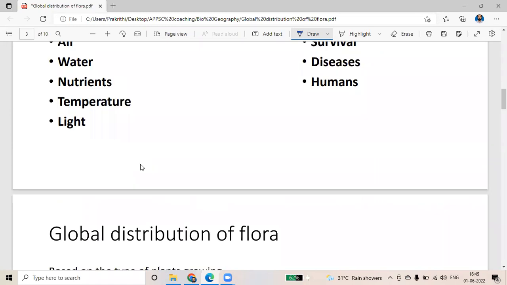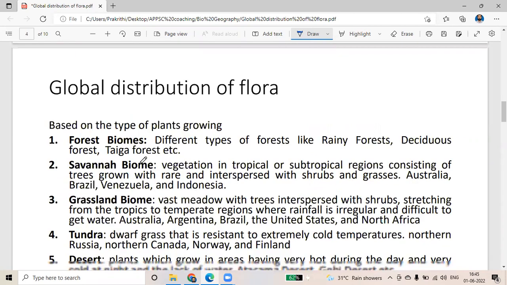Now let's see the global distribution of flora. How many types of flora are there, and where are they distributed? So when we talk about floral distribution, it includes one of the important biomes, the forest biome.